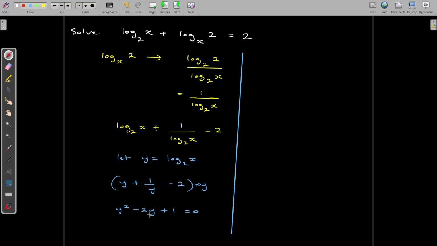So this is looking like y minus 1 all squared is equal to 0. So y is equal to 1. Alright, so y is equal to 1. So we can simply say that log base 2 of x is equal to 1. 2 to the first power is equal to x. X is equal to 2. Is that what you got?